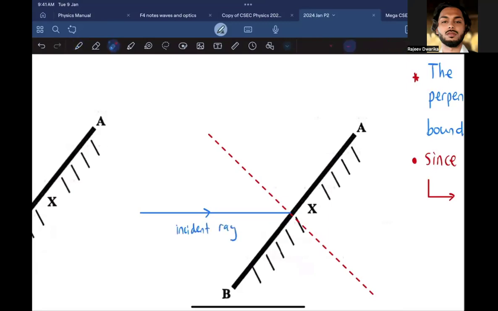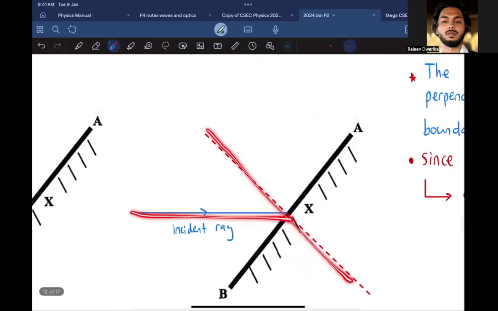Yeah, so what is the angle between the normal and the incident ray? So it will be 90. No. The 90 is between the boundary line and the normal. This is an incident ray. So try to figure it out. What's the angle between this and this?